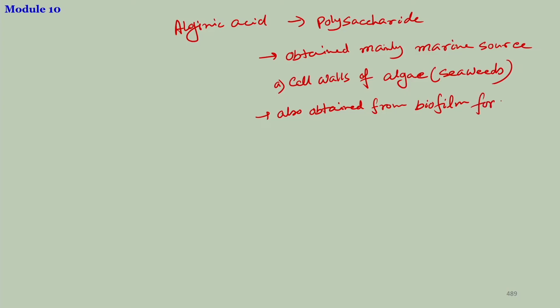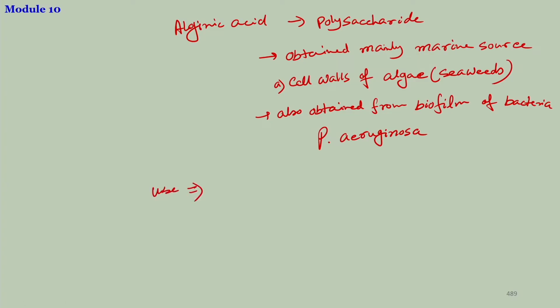Biofilm forming, obtained from biofilm of bacteria, especially Pseudomonas aeruginosa. Those biofilms contain alginic acid. Alginic acid is really widely used.